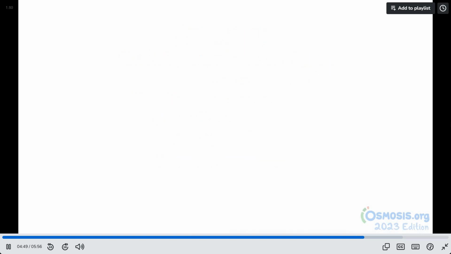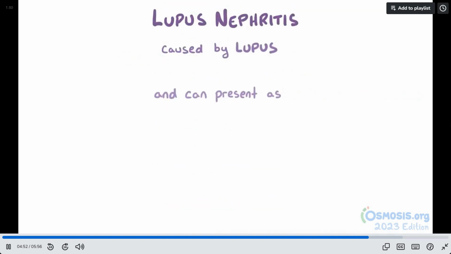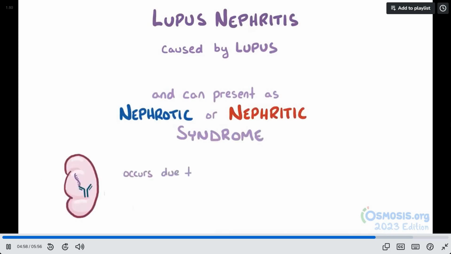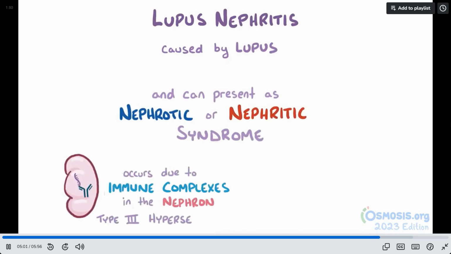Alright, as a quick recap. Lupus nephritis is inflammation of the kidneys caused by lupus, and it can present as either nephrotic or nephritic syndrome. It happens due to the deposition of immune complexes in the nephron, which is a type 3 hypersensitivity reaction, and the resulting inflammation causes damage that can be detected on a kidney biopsy.